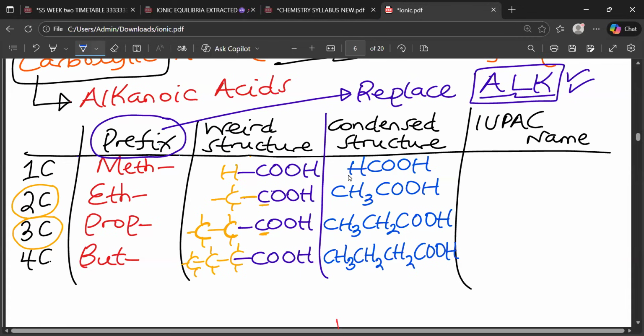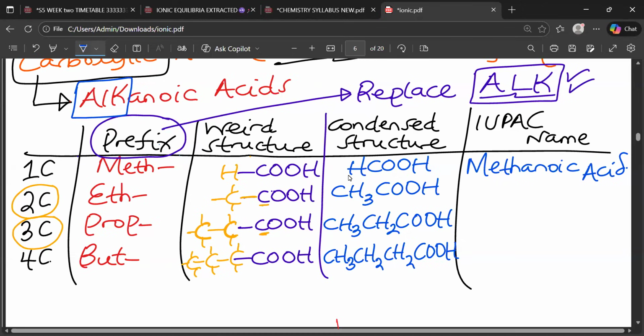So then when it comes to the naming, it is easy. For you just come here where there is alk. If it is 1 carbon, put there meth. So the name becomes what? Methanoic acid. You get the point? Methanoic acid.